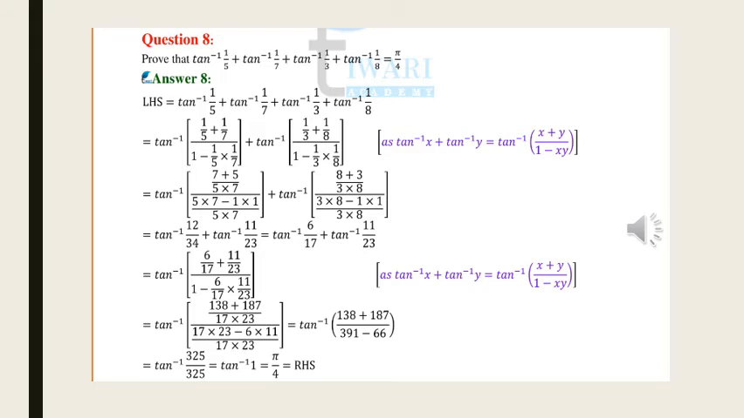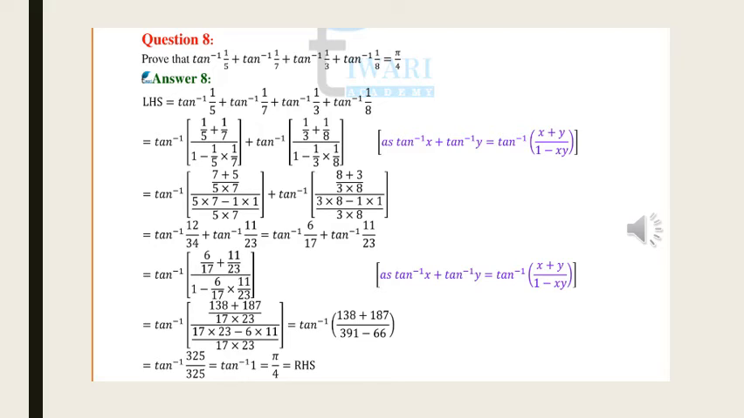Question number 8. Prove that tan inverse 1 by 5 plus tan inverse 1 by 7 plus tan inverse 1 by 3 plus tan inverse 1 by 8 is equal to pi by 4. So, how do we get pi by 4 as the answer? Pi by 4 is the answer if the right hand side is tan inverse 1. Isn't it? Tan inverse 1 is pi by 4.